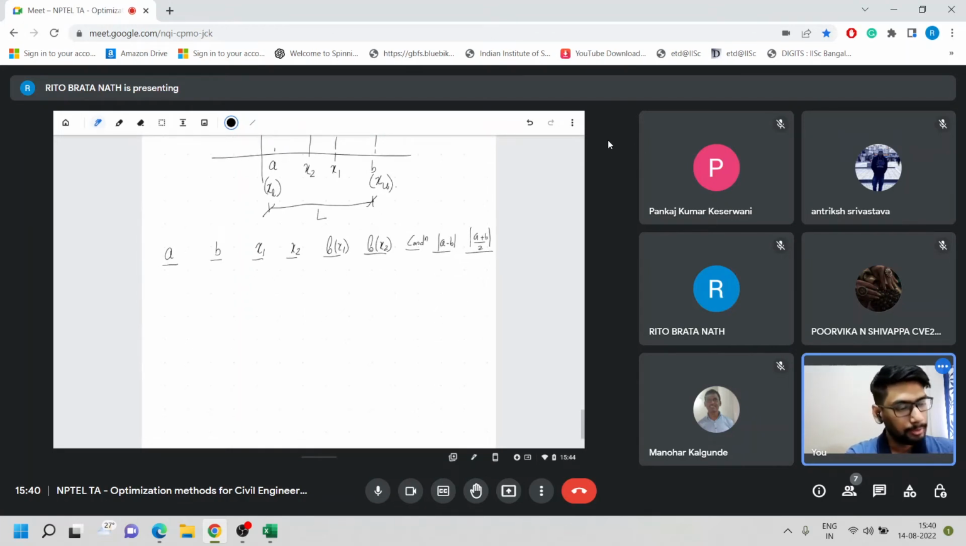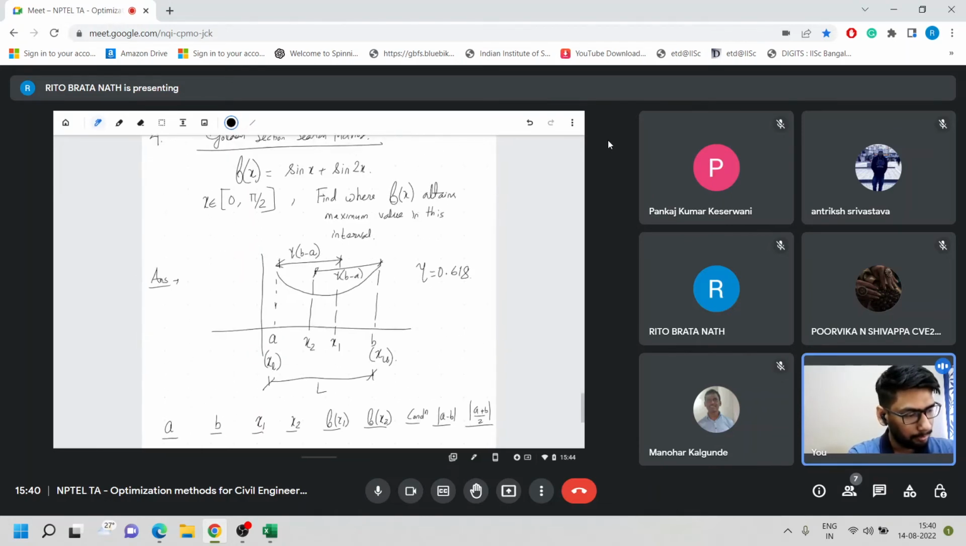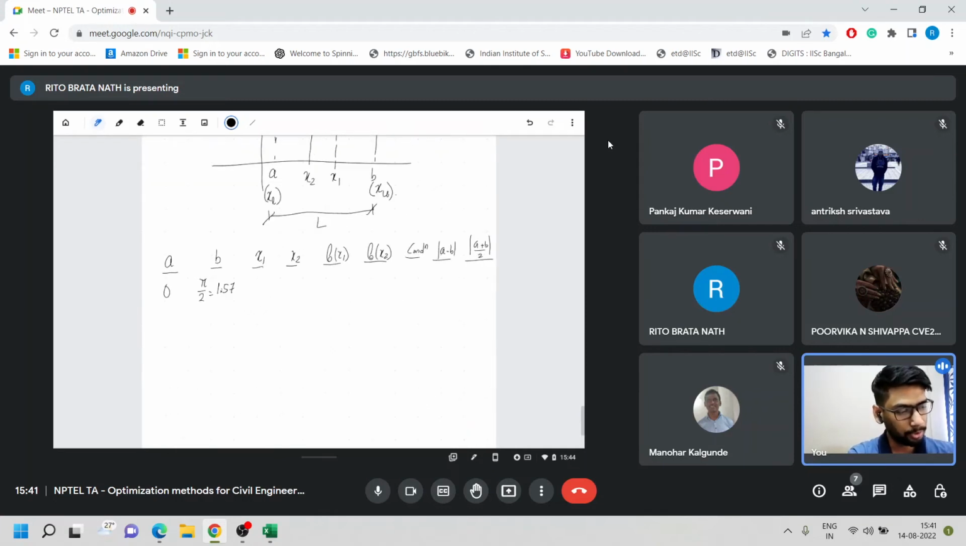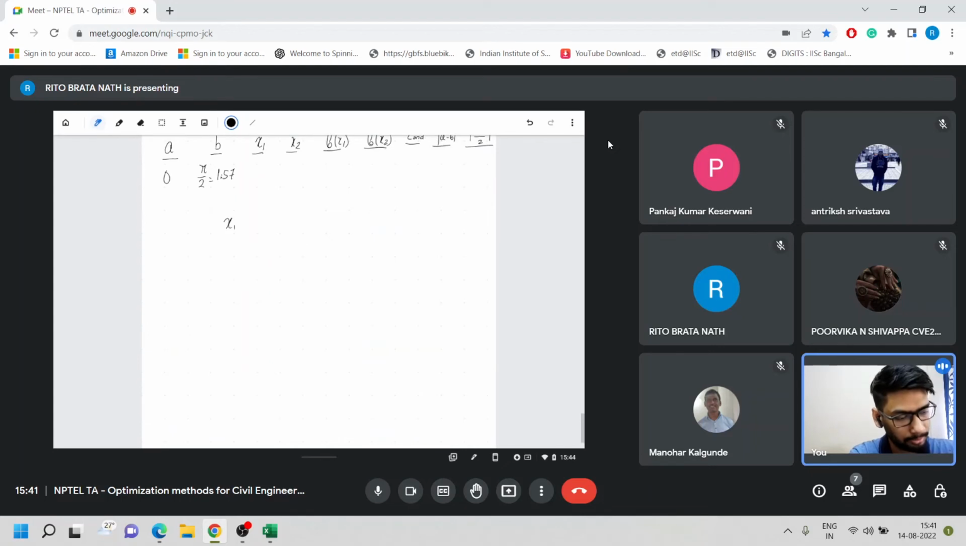That's what you need to do here, ultimately, when you shrink the interval. So in this problem, my A and B are given. A is 0, B is pi by 2, which you can write as 1.57, if you take pi equals 3.14. Now, you need to know your x1 and x2. So how to get that? I have already shown you in the figure that your x1 is nothing but A plus tau times (B minus A). So your A is here 0, the tau is 0.618, and your B is pi by 2 minus 0. So you can calculate your x1 using this.